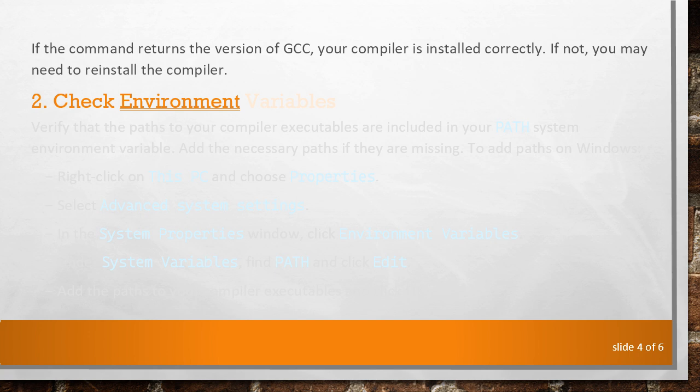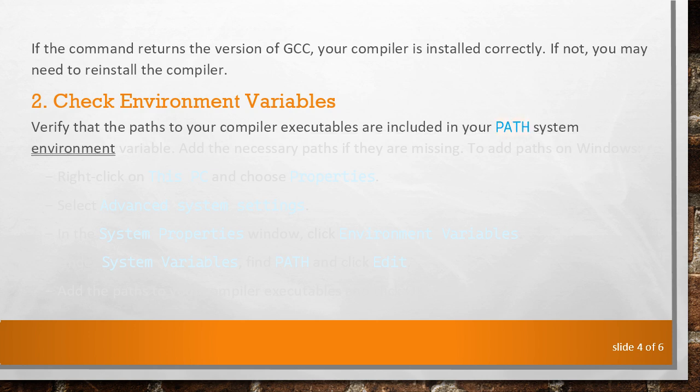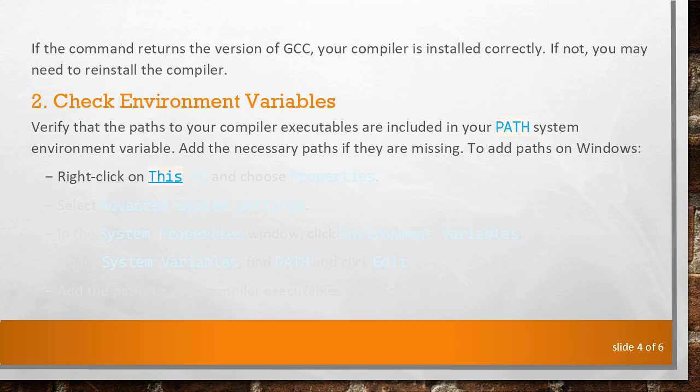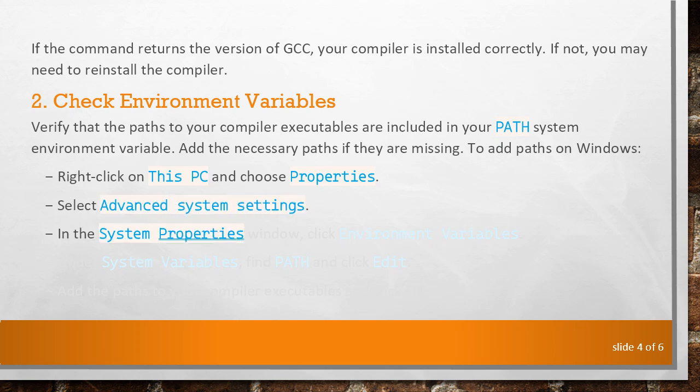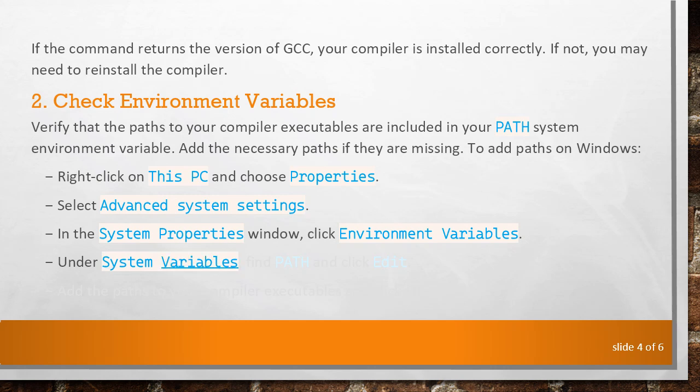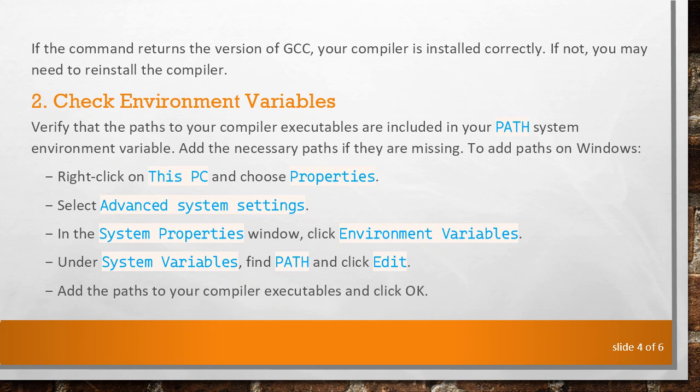2. Check environment variables. Verify that the paths to your compiler executables are included in your PATH system environment variable. Add the necessary paths if they are missing. To add paths on Windows, right-click on This PC and choose Properties. Select Advanced System Settings. In the System Properties window, click Environment Variables. Under System Variables, find Path and click Edit. Add the paths to your compiler executables and click OK.